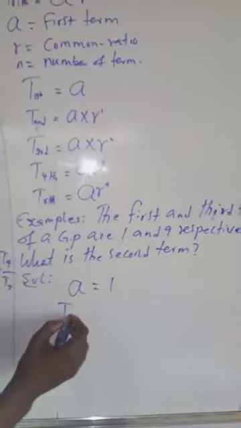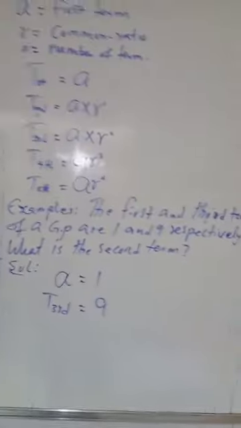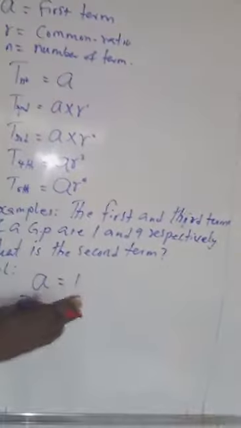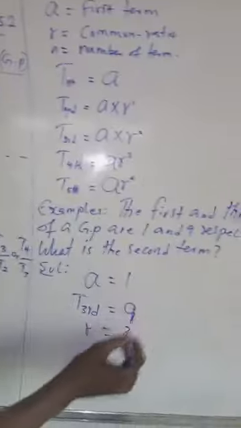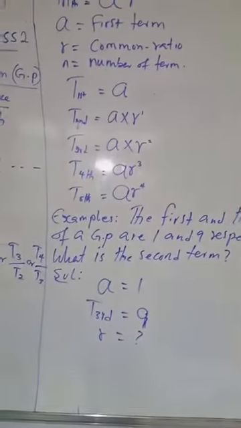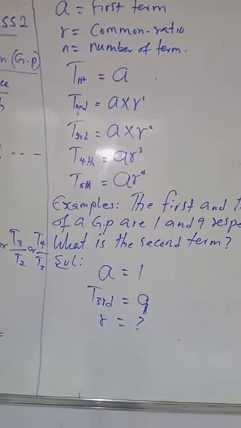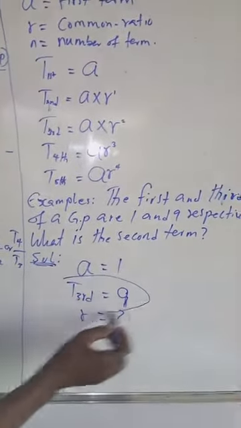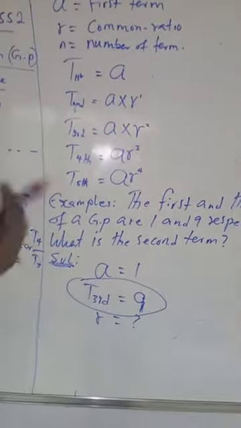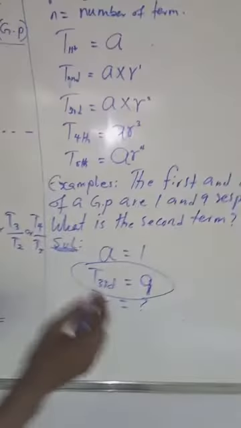And the third term is 9. Now, how do we get our common ratio? We don't know. But mathematics is a subject that goes from known to unknown. What is sure for us now is the third term and we know the first term. So we start from that place.